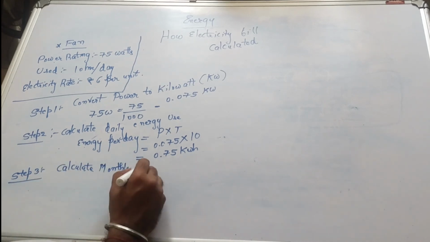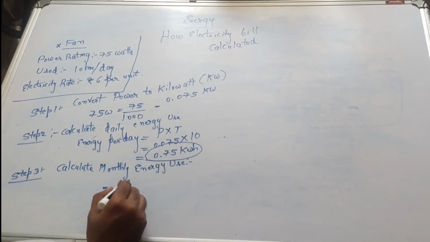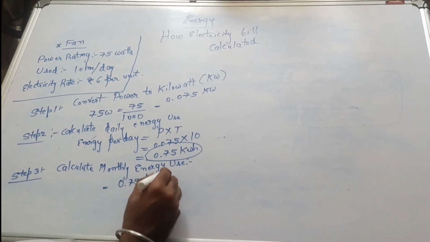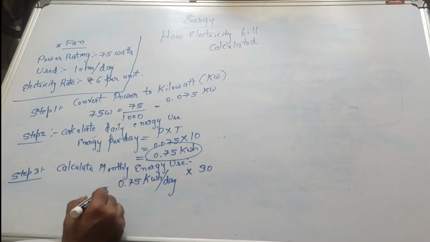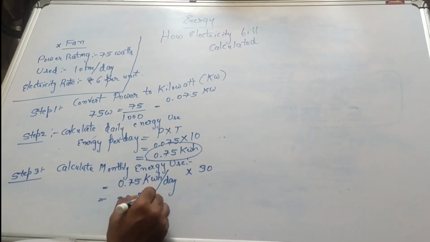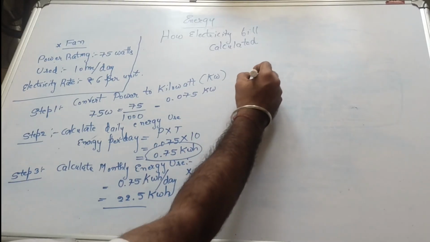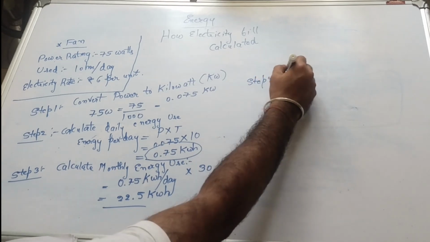Step 3: calculate monthly energy use. This is per day, so assume in a month there are 30 days. So 0.75 kilowatt hour per day into 30 days in a month will become 22.5 kilowatt hours. This is for 30 days.